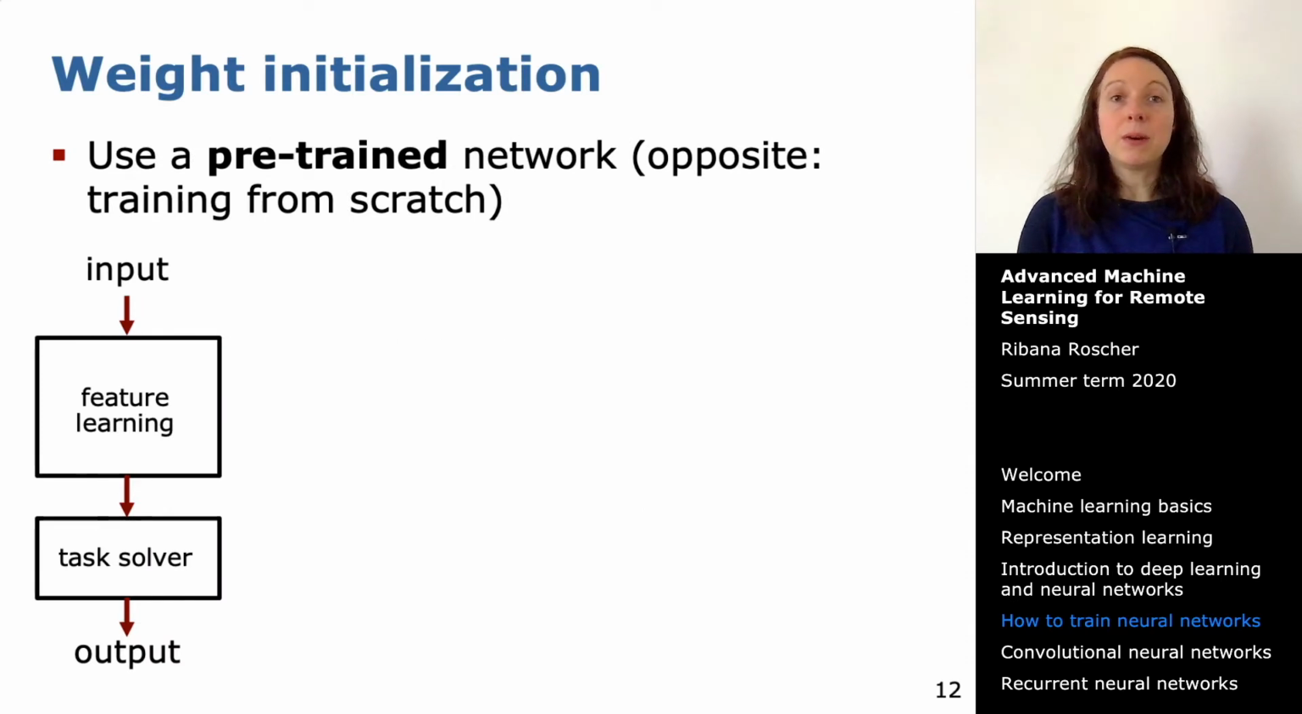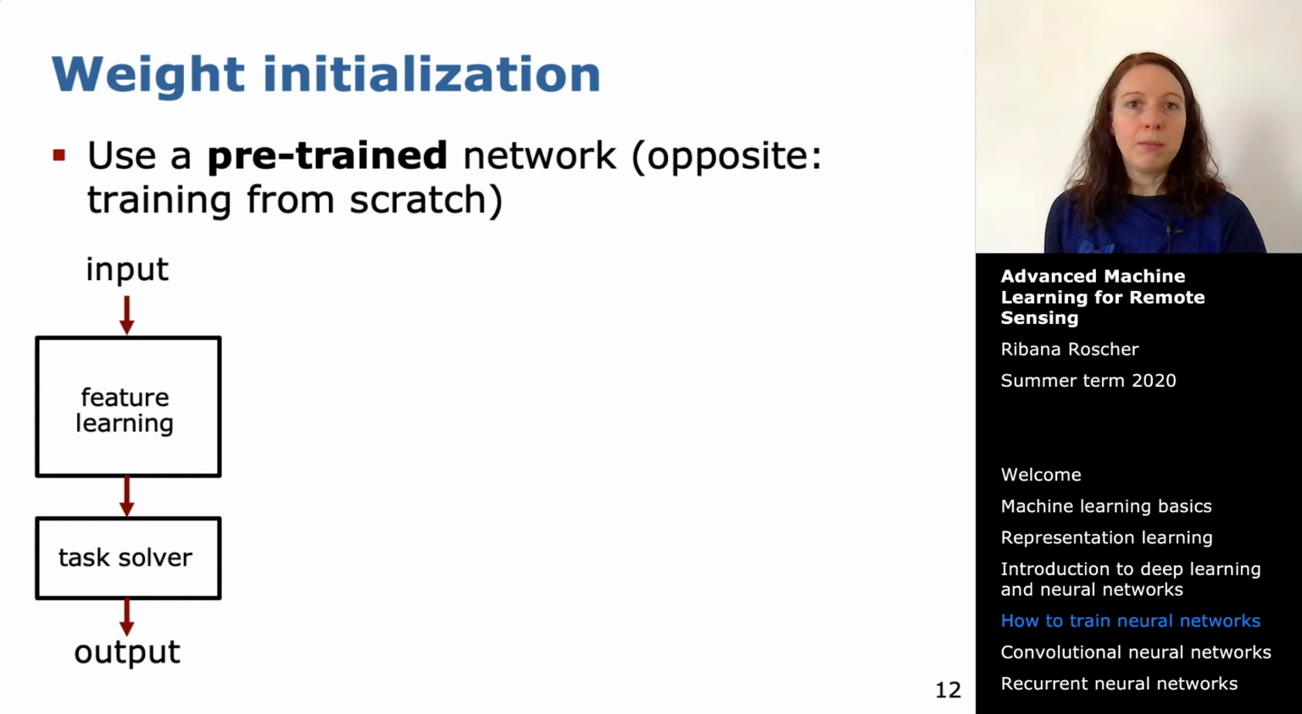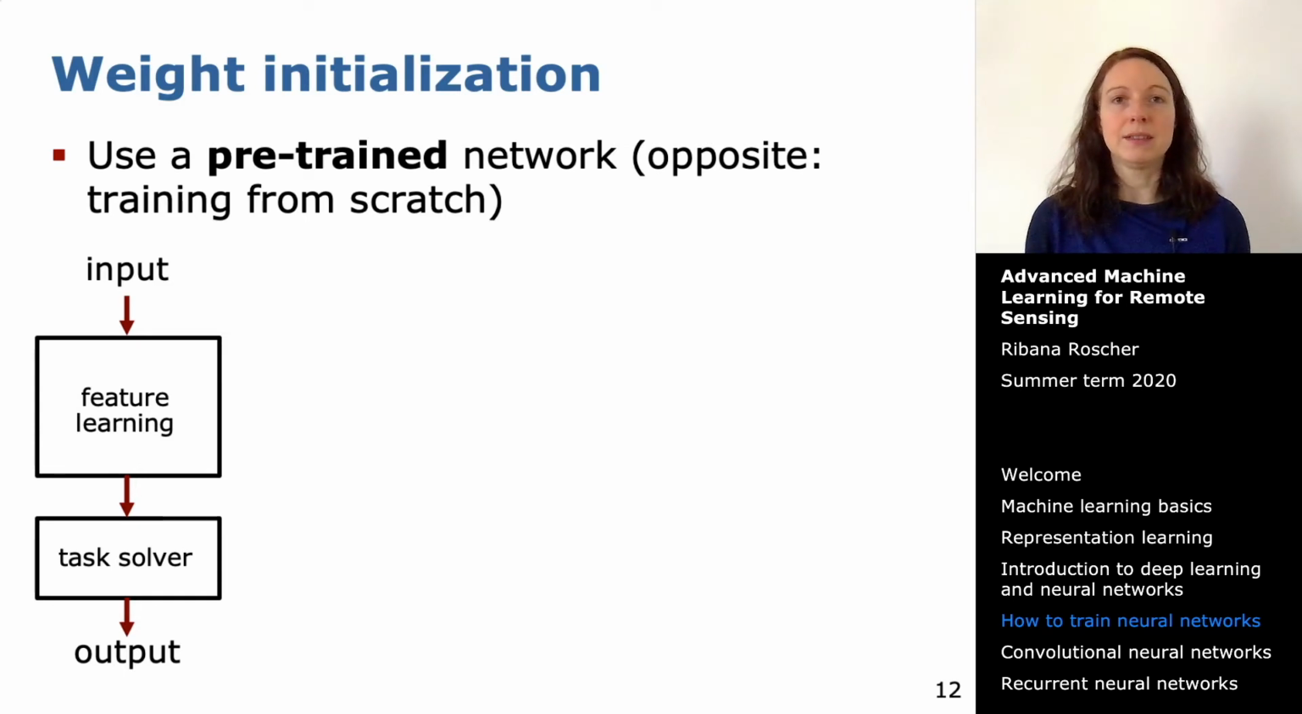So another very smart way for weight initialization is to use pre-trained networks. What does it mean? There are some architectures, some network structures which are quite common and which turn out to be very useful for specific tasks. What you can do is you just take an existing architecture, and you do not take only the architecture, but you also take the weights, and you use these for your task.